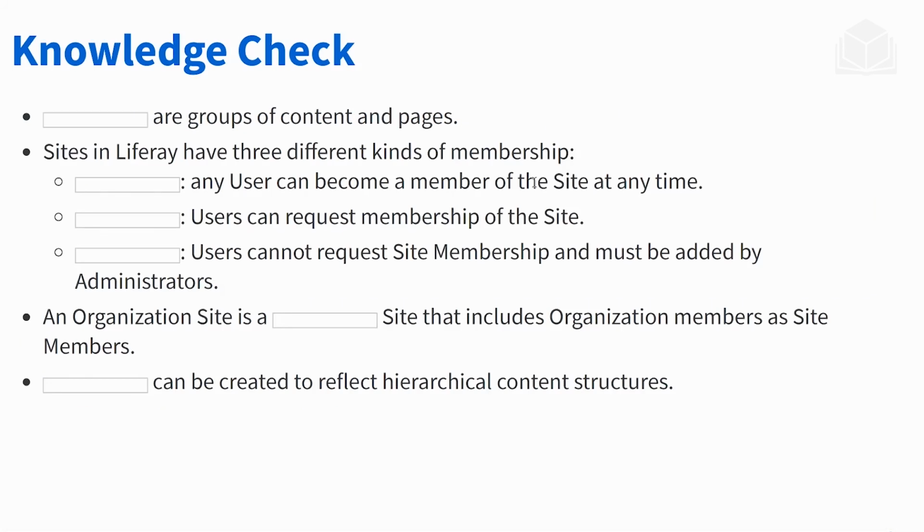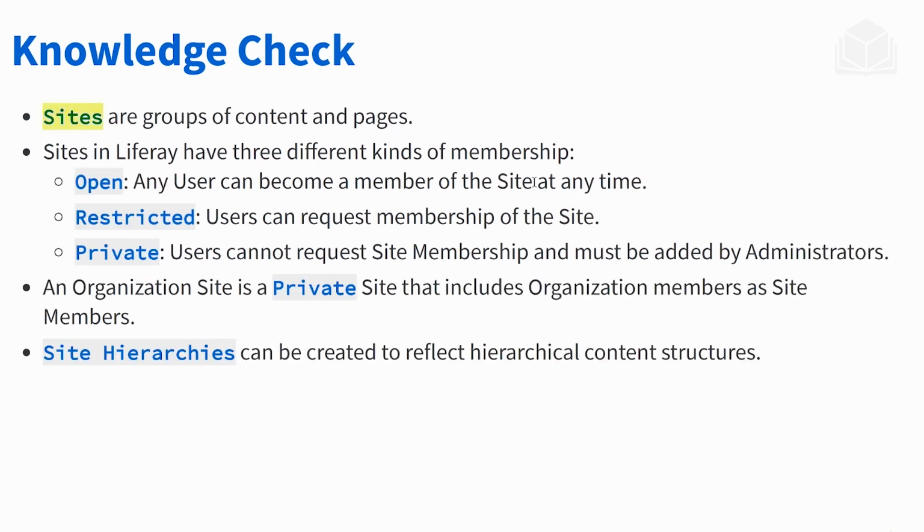So we're at our knowledge check for the first video. Go ahead and take some time to look at this and try to fill it out on your own or pause the video. Sites are groups of content and pages. And they have the 3 different kinds of membership available, which you can configure through the control panel. That would be open, meaning you can become a member of a site at any time, or restricted, meaning you can request membership, and if you're approved by a site administrator, you will become a member. And the last one is private, meaning that you really can't even request membership. In fact, a site administrator needs to add you themselves manually.